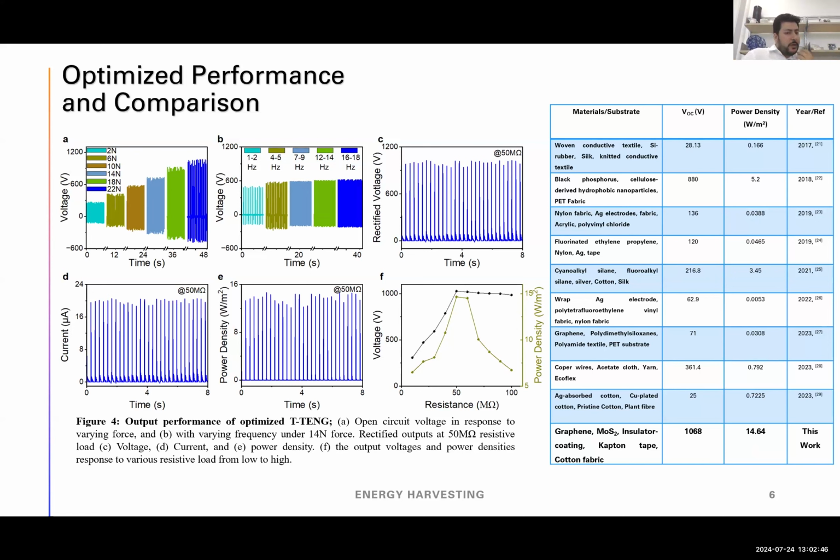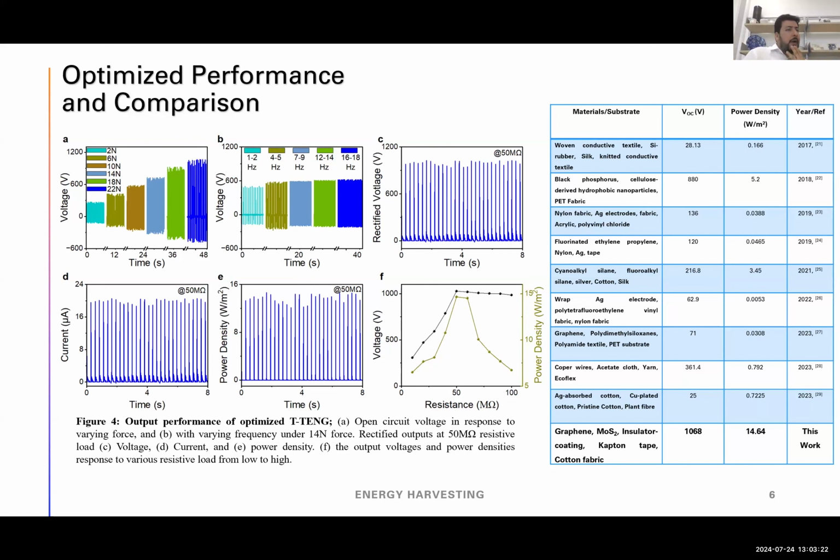It was a machine limitation that we went up to 22 Newton force, but with 22 Newton force, we got around 1068 volt, like 1000 plus volt. The current was low, but the voltage was quite high, more than 1000 volt. And similarly, to see the frequency, initially there were some changes from frequency 1 hertz to 8 hertz. There was a 1.2% increase, but there was not that much difference with frequency. It was giving similar results.